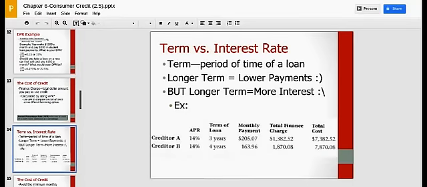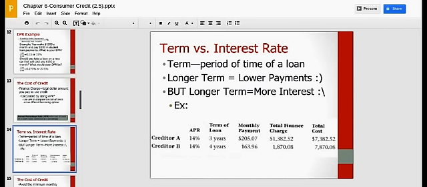With loans, and really with any type of credit, you want to look at the term versus the interest rate. Term is the period of time for a loan. Okay. You want to compare that to the interest rate. If you have a loan that's a longer term, you usually pay lower payments. So, for example, my college loan is a 25-year loan, a closed-end credit. Okay. Since it's a very long term, I pay lower payments every month. But because it's a longer term loan, I get charged more interest.